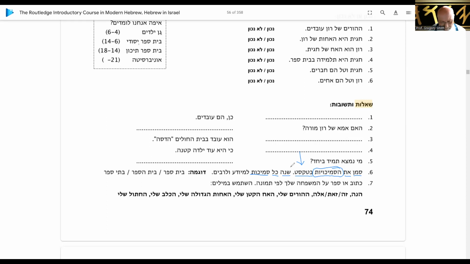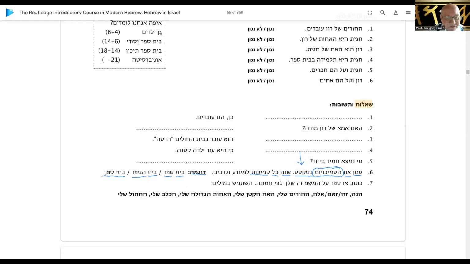Shanna kol semikhut lamiyuda v'lerabim. Okay, so change all the constructs to the definite and the plural. Okay, so it must be, let's see what we have over here. Dugma, this is the illustration. So we have Beit Sefer, Beit HaSefer. So you're making it definite.